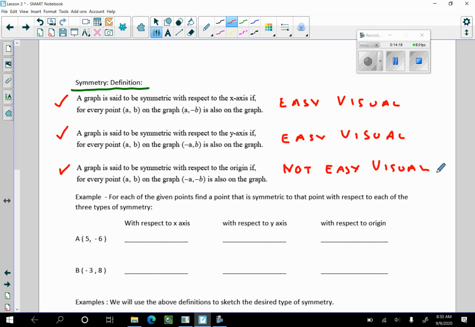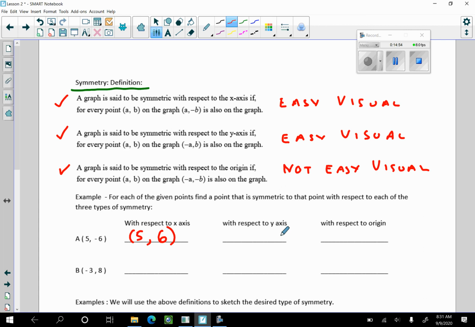So here's my example. For each of the given points, find a point that is symmetric to that point with respect to each of the three types of symmetry. So if I have the point 5, negative 6, and I want a point that is symmetric with respect to the x-axis, I see up here, the x's remain the same, but the y's go opposite. So that's that point symmetric with respect to the x.